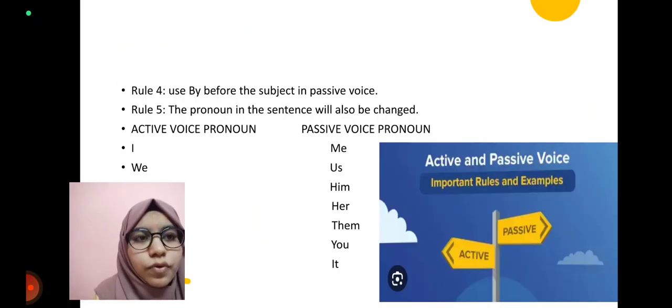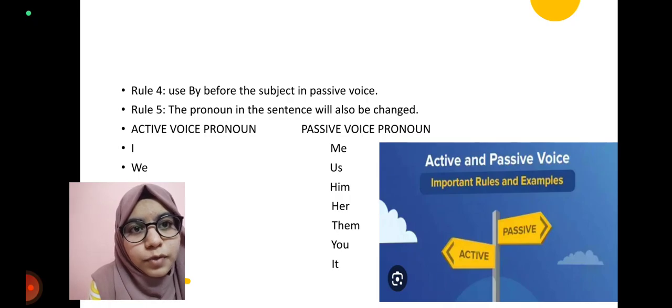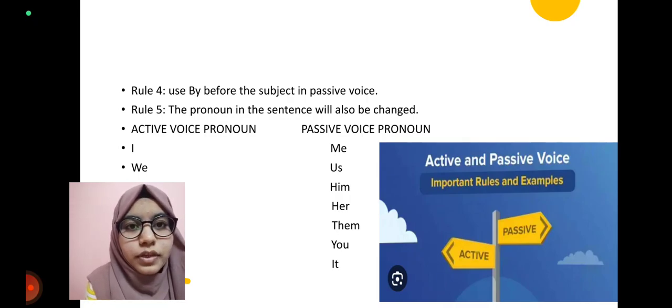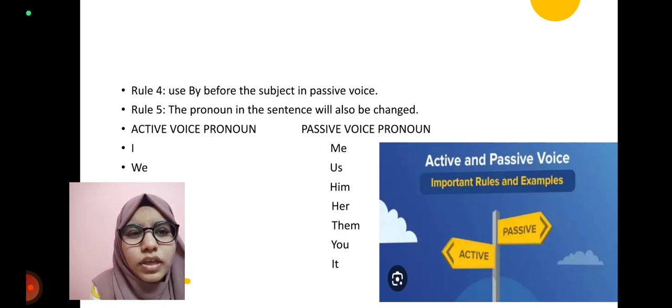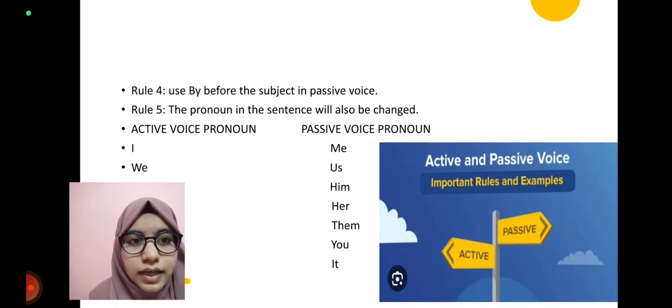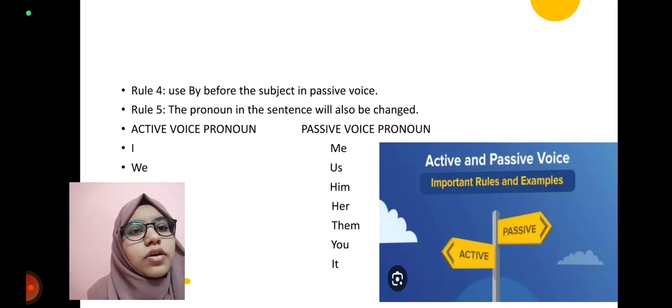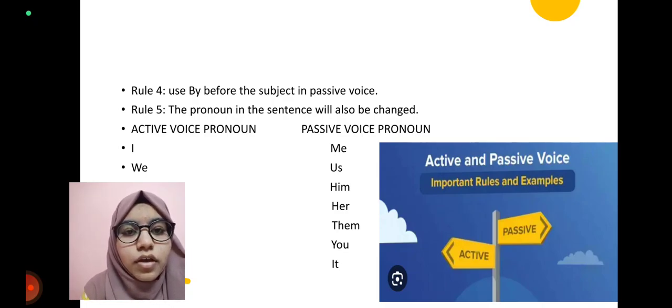And next, rule 4 is use by before the subject in the passive form. And rule 5 is the pronouns in the sentence will also be interchanged. Some commonly used pronouns are I, we, he, she, they, you, it. The corresponding passive voice forms are: I changes to me, we changes to us, he changes to him, she changes to her, they changes to them, and you and it remain the same in passive form.